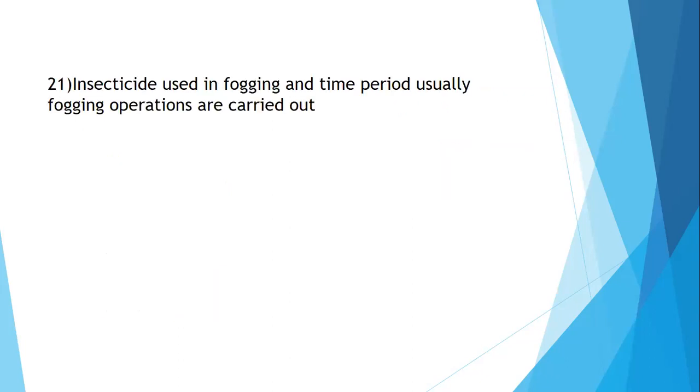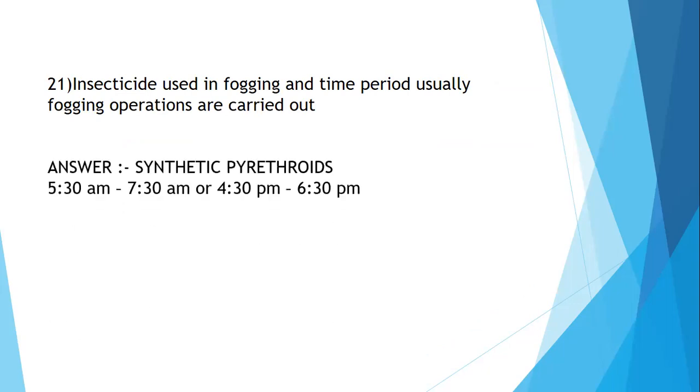Insecticide used in fogging and the time period usually fogging operations are carried out. Synthetic pyrethroids are used in fogging and the time usually carried out is 5:30 a.m. to 7:30 a.m. or between 4:30 p.m. to 6:30 p.m. Because vectors responsible for dengue or malaria are active at this time. It correlates with the biting time of the vector. So the fogging is done this time.